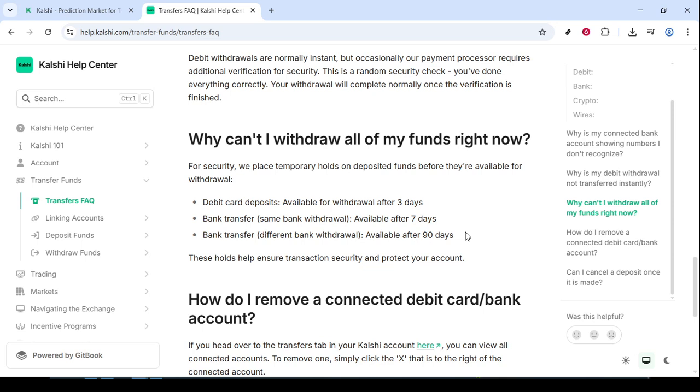Finally, understand that these holds and the security protocols surrounding them are in place to ensure transaction security and protect your account. While they may seem cumbersome, they are essential for safeguarding your financial interactions online. By following these steps and understanding the reasoning behind the protocols, you'll be better equipped to address any failed withdrawal issues on Kalshi. If further assistance is needed, don't hesitate to contact their support team for more personalized help.